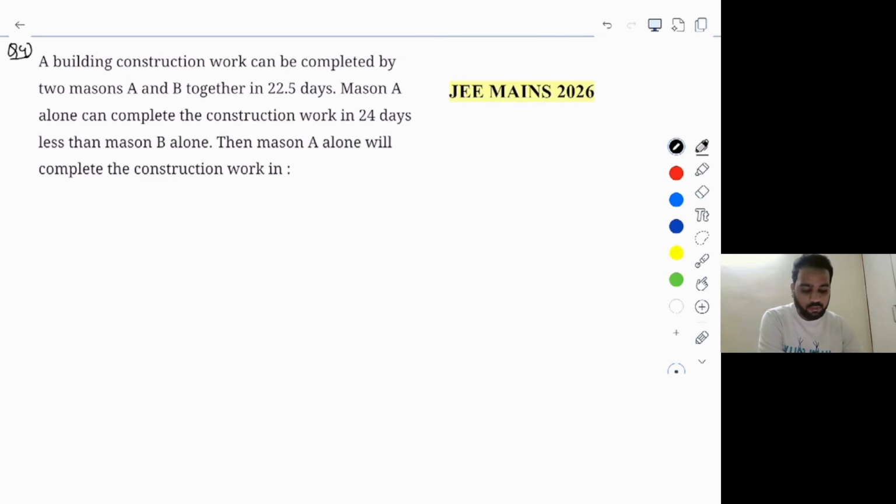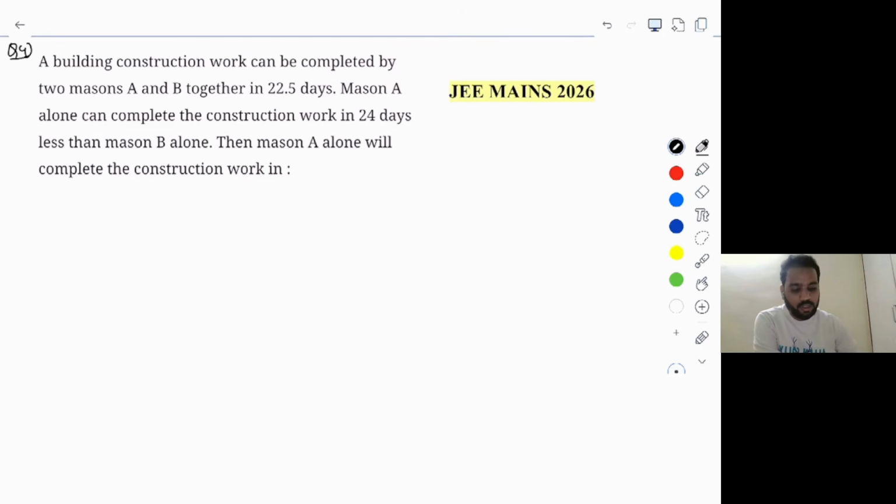A building construction work can be completed by two masons A and B together in 22.5 days. Person A alone can complete the construction work in 24 days less than person B alone. Then person A alone will complete the construction work in.